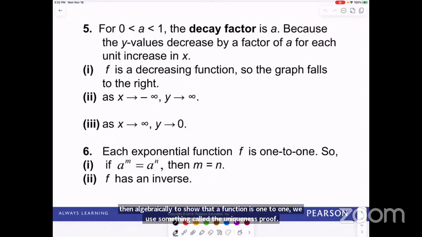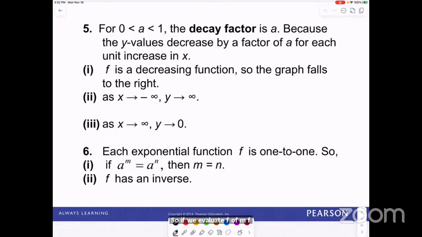So if we evaluate f of m equal to f of n, we have two different y values. We set them equal to each other, then we need to show that the x values have to be equal to each other, right? So we start with f of m equals f of n, simplify both sides all the way down. If we finish with m equals n, then that means that the function is 1 to 1, right? It's unique. Versus if we start with f of m equal to f of n and we finish with m not equal to n, then the function is not 1 to 1, right?